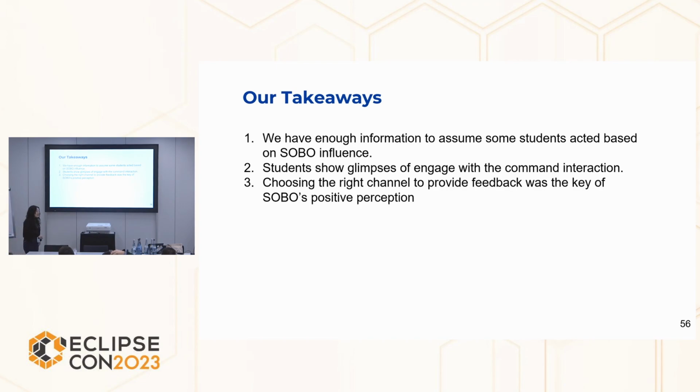For us, it was a clear signal that they were actually acting based on the bot. Our takeaway from this experiment is that we have enough information to assume that SOBO helped, or at least nudged them into adopting these code quality practices, given the glimpses of interactions with the bot, like the message I mentioned, and the violations that were actually fixed. We consider that choosing the right channel, in this case the GitHub issue tracker, was the key to SOBO's success. It's not something they needed to go and look for in another web page or in their email.